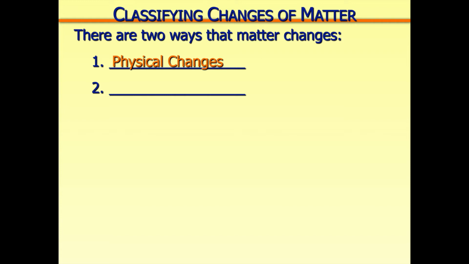The second way is to change things chemically. So we have physical changes and chemical changes. Now, with a physical change, can you think of an example of something that could be a physical change? Yeah, so we're going to look at an example now in a quick video. Here's an example of a physical change.